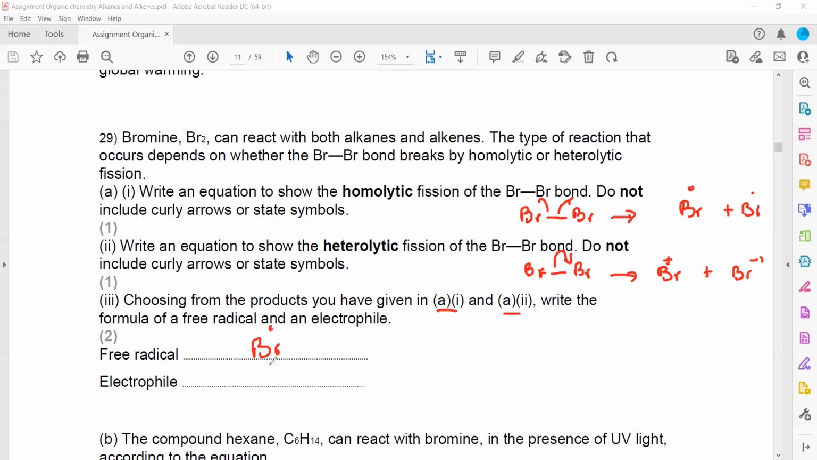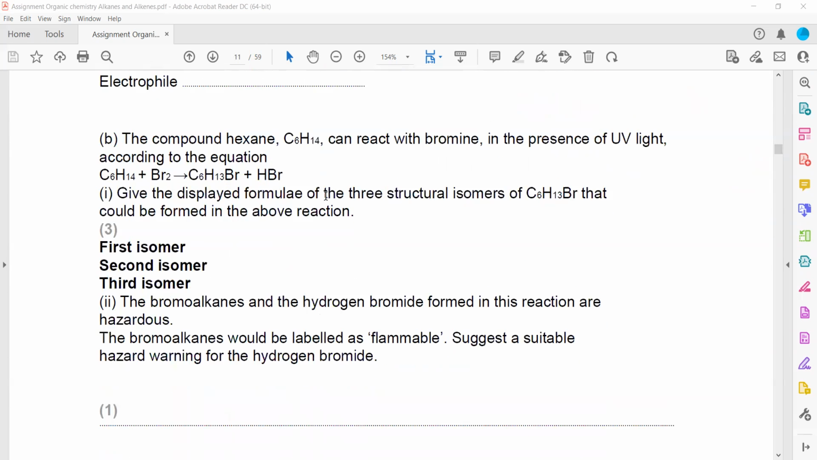And electrophiles are attracted towards the electron rich side, or electron loving side. So which one will be attracted towards electrons? That is Br plus. So electrophiles tend to accept electrons, or they are attracted towards the electron rich side. So this will be the electrophile. This Br minus is a nucleophile. As it already has more electrons, it will be attracted towards the positive side.